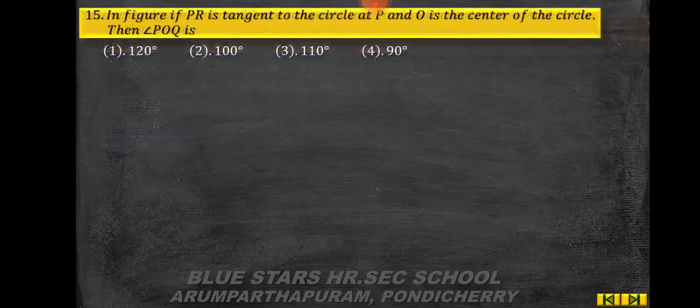Question number 15. So in this question also you have a figure. You just refer to the same page number 200. In the figure, if PR is a tangent to a circle at P and O is the center of the circle, then angle POQ is option 1 120 degree, option 2 100 degree, option 3 110 degree, option 4 is 90 degree.